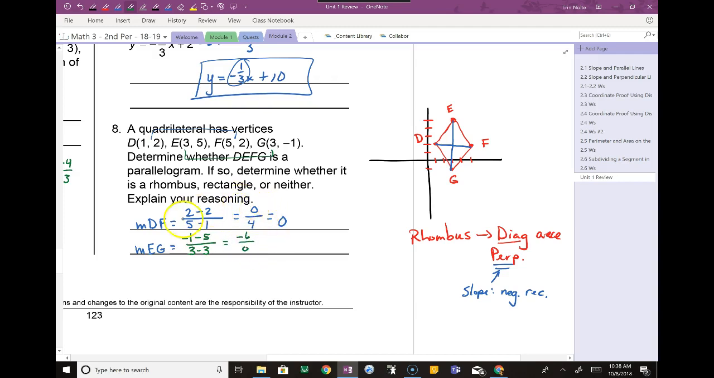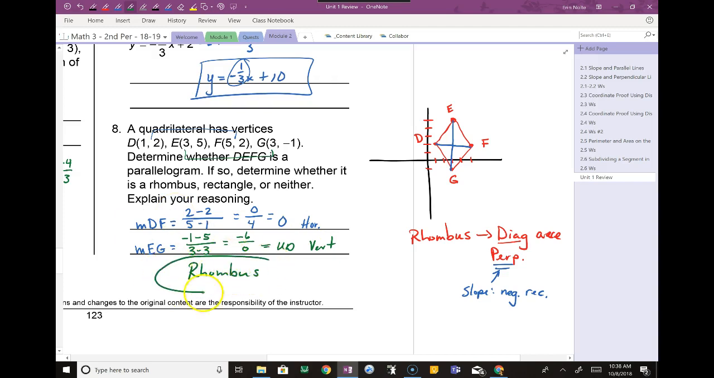So you should know that a slope of 0 is a horizontal line. So this is horizontal. Anytime you get a 0 in the denominator, that tells you that we have an undefined slope. Undefined. Okay, and an undefined slope is a vertical line. So horizontal and vertical lines are perpendicular. So at this point I can say that I'm definitely working with a rhombus.